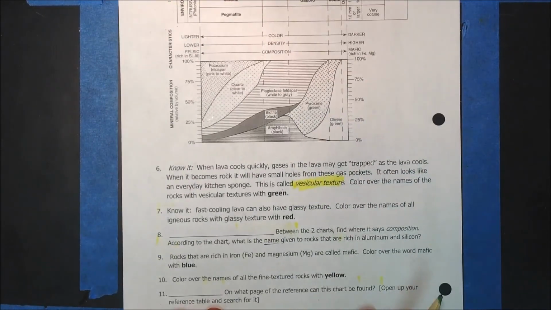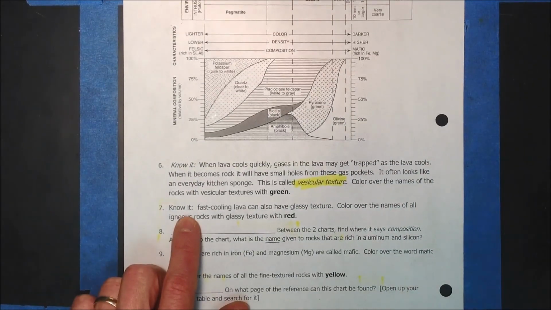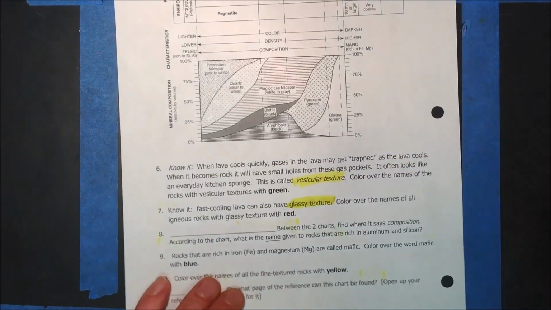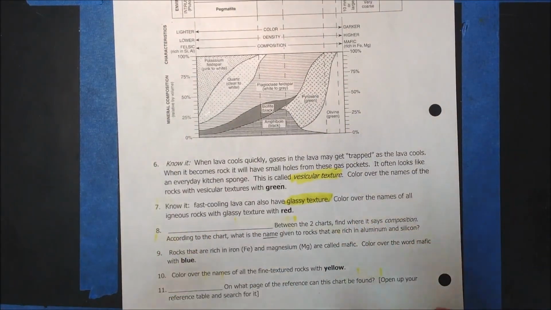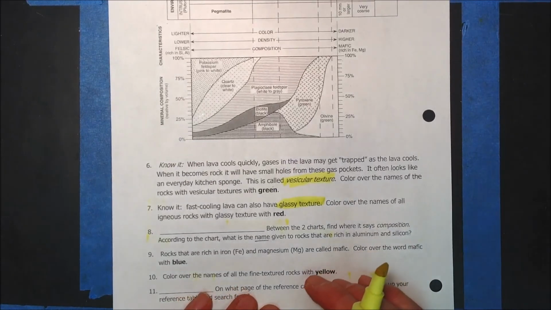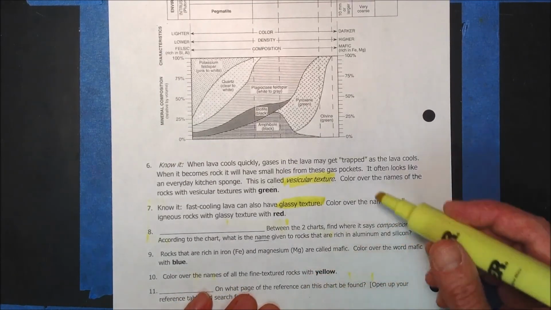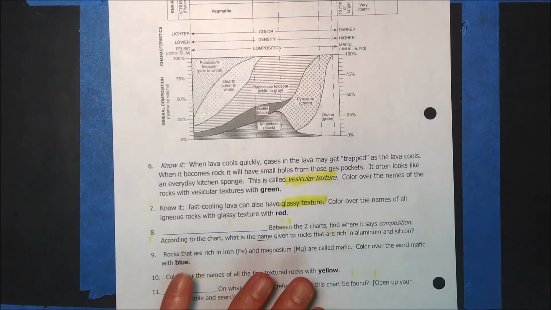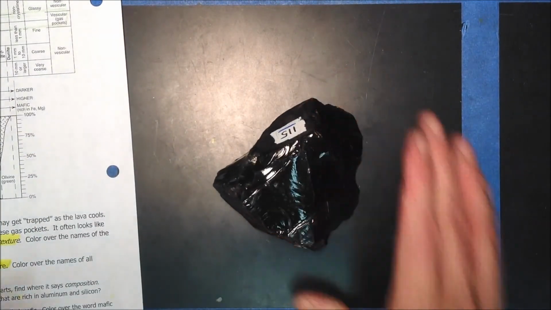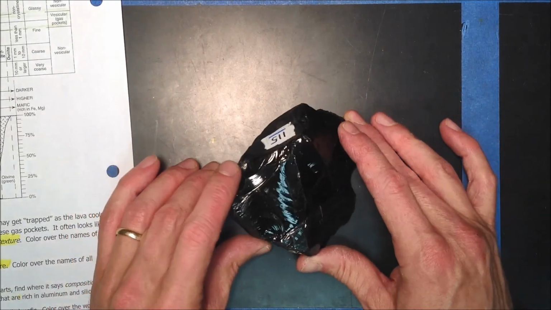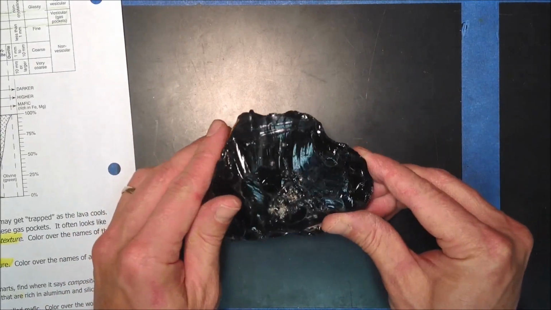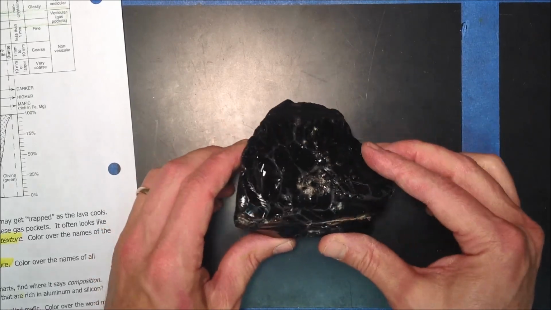Okay. 7. Know it. Fast cooling lava can also have a glassy texture. If it cools real quickly, it doesn't have a chance for any minerals to form at all, any crystals of minerals to form. So the texture is glassy. And glassy is very cool. People like volcanic glass. Here's probably the best piece that I have. It's called obsidian, and you can see it is volcanic glass, and is very much like glass.